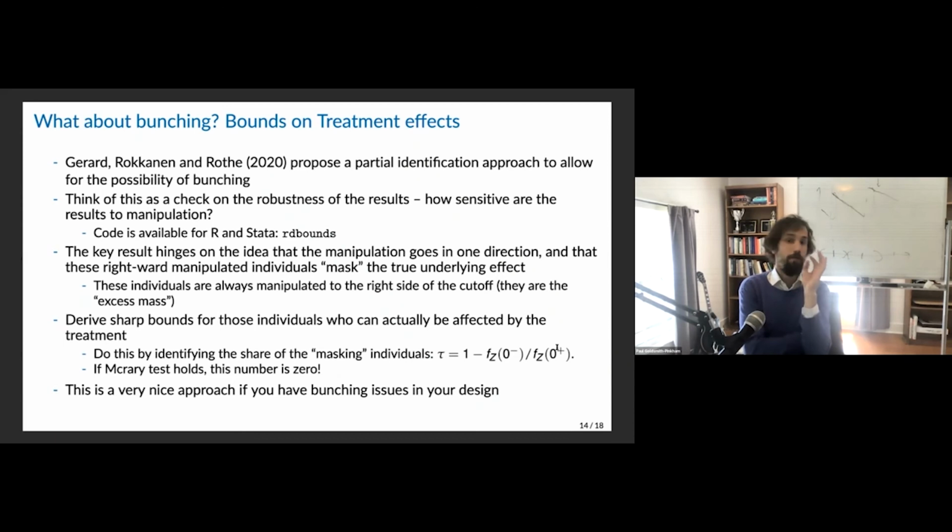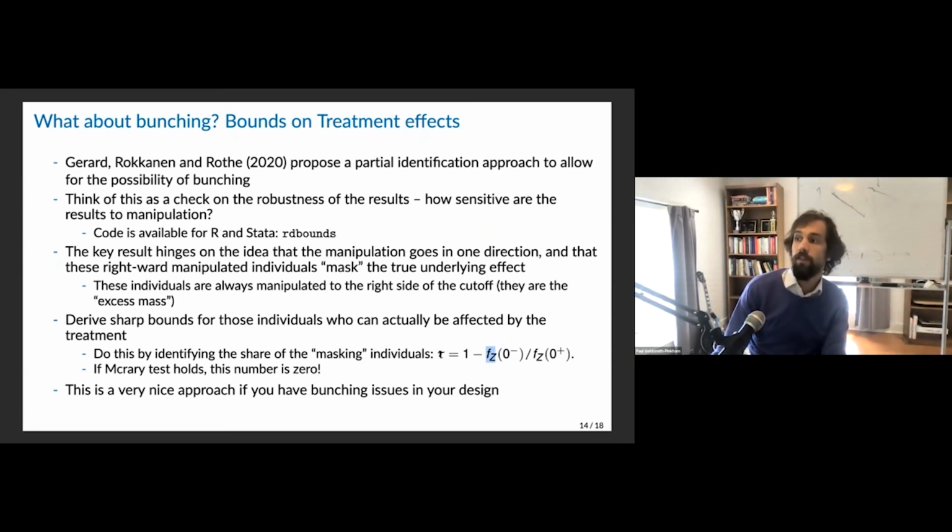So it turns out, under the assumptions from this paper, which are pretty innocuous, as long as it's one-sided, what you can do is take the relative density of the forcing variable on the left and on the right, and do 1 minus that. That's the share of individuals who are mass. So this is why I say they're the excess mass. Notice that this number here, this tau, if the McCrary test holds, then f_Z(0-) is equal to f_Z(0+). That's equal to 1. This whole thing is equal to 0.